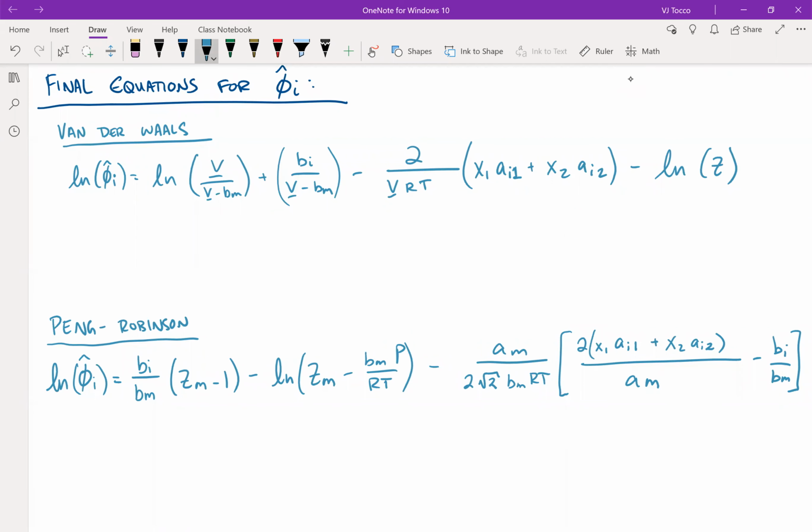Okay, here are the equations. I just want to make a couple of quick notes. This initially confused me when I was first reading this. Again, you would use this to calculate the mixture fugacity coefficient of species i. So this could be either component 1 or component 2.